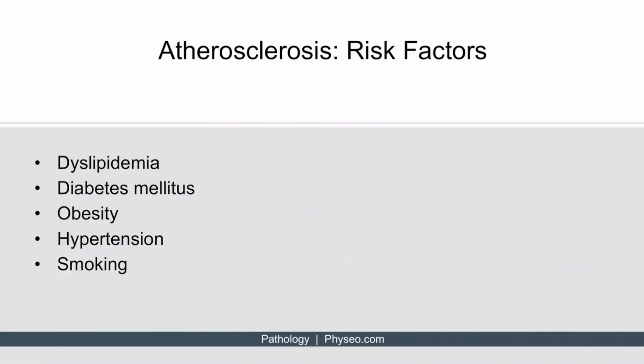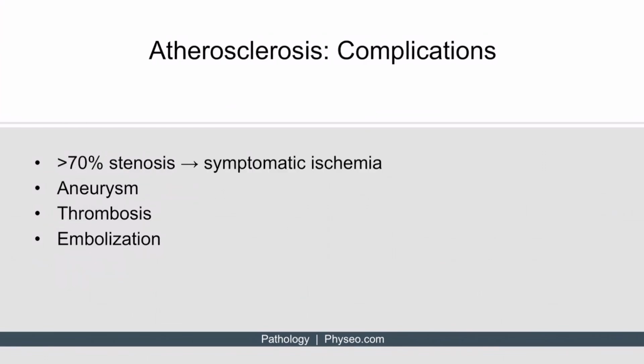Risk factors for developing atherosclerosis include dyslipidemia, diabetes mellitus, obesity, hypertension, and smoking. These are very prevalent in the United States, so it's no wonder that so many patients have atherosclerosis. Atherosclerosis leads to many complications, but can be simplified into 4 major categories, including stenosis, aneurysm, thrombosis, and embolization.